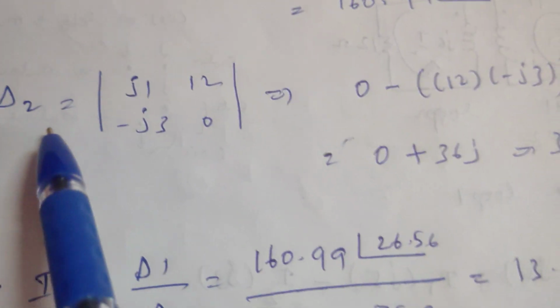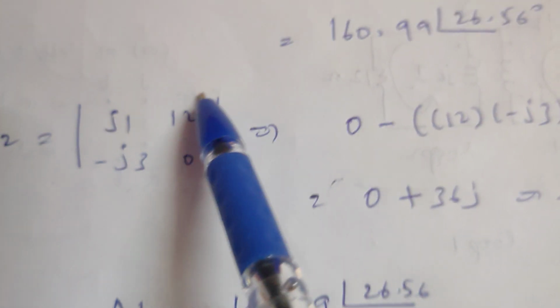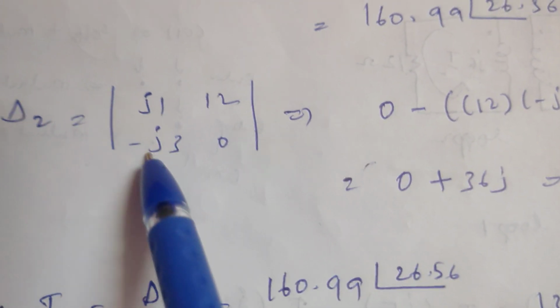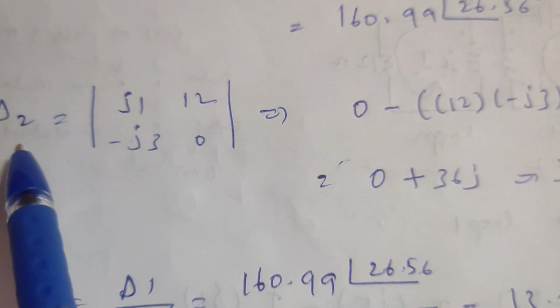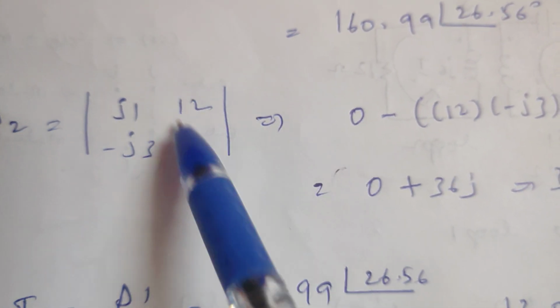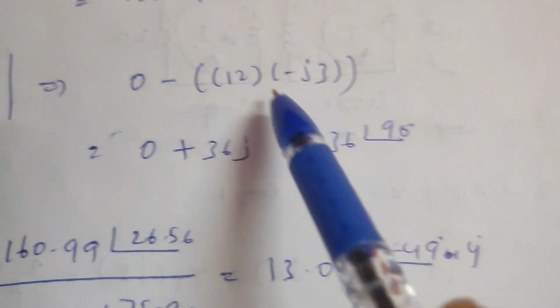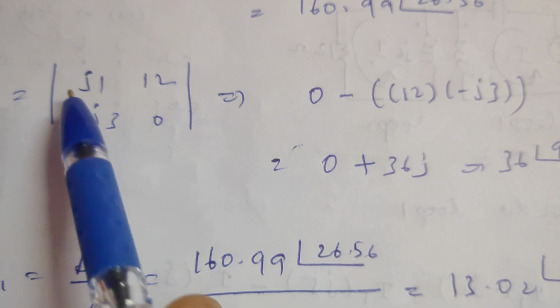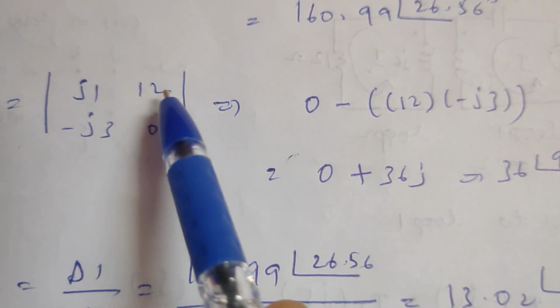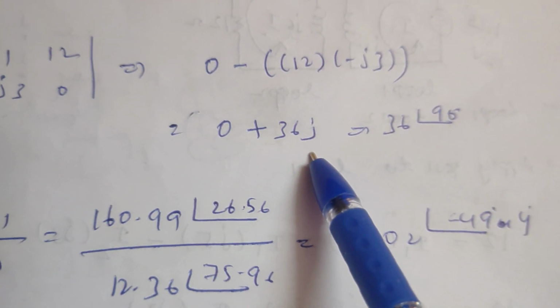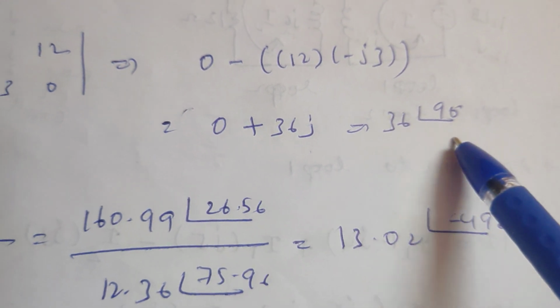Similarly, find the del 2 value. Del 2 is simply replacing the second column with the voltages 12 and 0, keeping the first column as it is. By simplifying, 0 into j1 is 0, and minus 12 into minus j3, minus into minus gives plus, so you'll get 36j. We know 36j is nothing but 36 at an angle of 90 degrees.